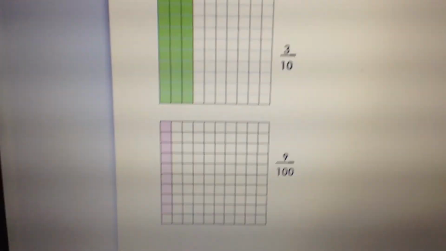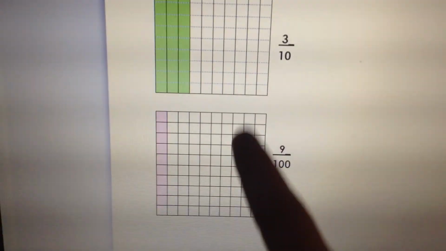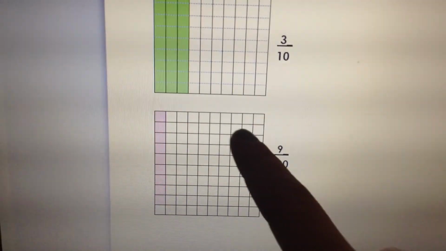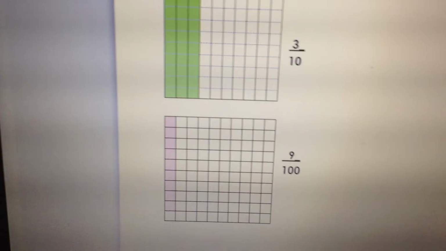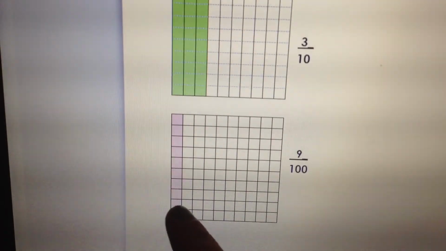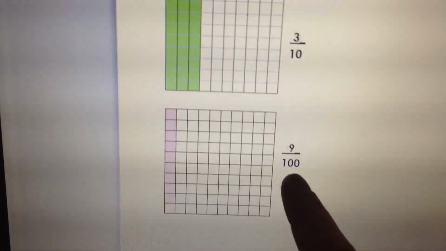To make it a little bit harder, we can take our 1 unit and split it into 10 columns going up and down, as well as 10 rows going from left to right, making 100 pieces within our 1 unit. If we shade in 9 of those, we would have 9 out of 100 pieces, making the fraction 9/100ths.